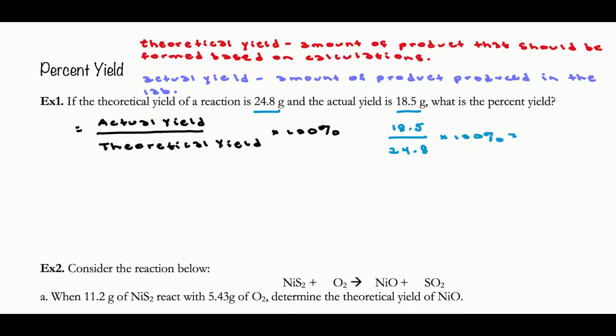And what I get, so notice 18.5, I'm going to write this answer unrounded really quickly. Okay. If you notice, 18.5 has 3 sig figs, 24.8 has 3 sig figs, so this is going to round to 3 sig figs. So my answer is going to be 74.6%. Okay, so not bad, not 100%, but it could be a lot worse of a percent yield. All right, let's look at the next problem.